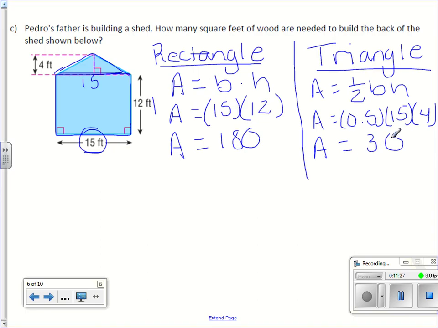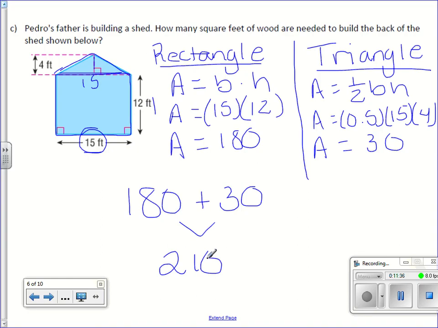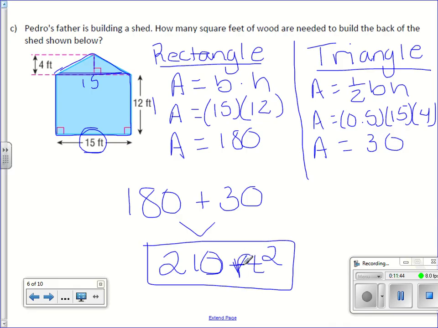Now that we have the separate areas, what we need to do to find the total area is add them together. And we get a total area of 210 feet squared. That's a 0. That's supposed to be an F. There we go. 210 feet squared.